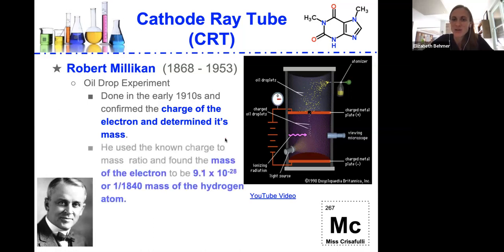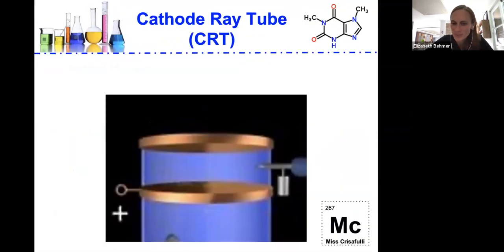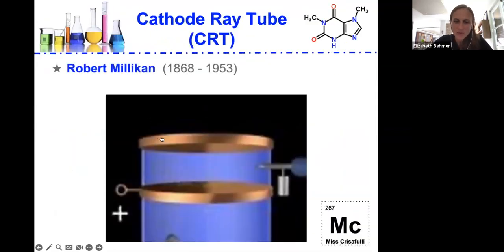I've linked these PowerPoints so you'd be able to get to that. He used the known charge to mass ratio and found the mass of the electron to actually be 1/1,840th the mass of the hydrogen atom. So it's incredibly small. So here's the actual link to this YouTube video.